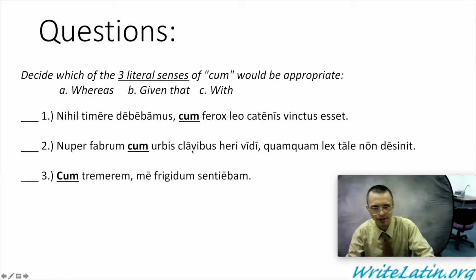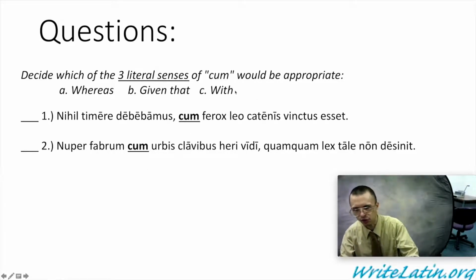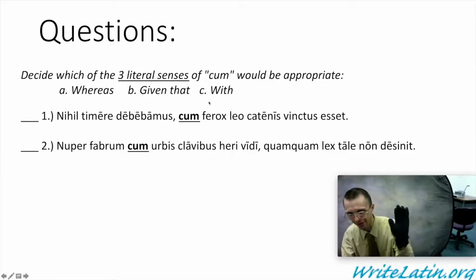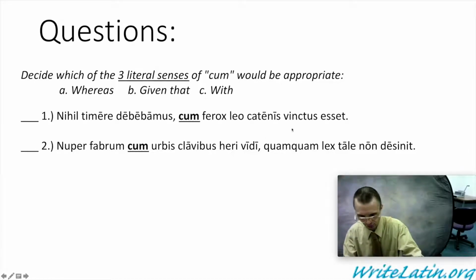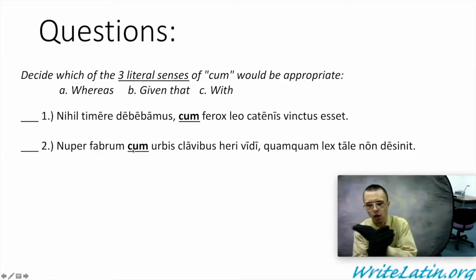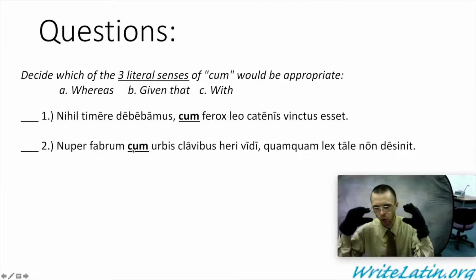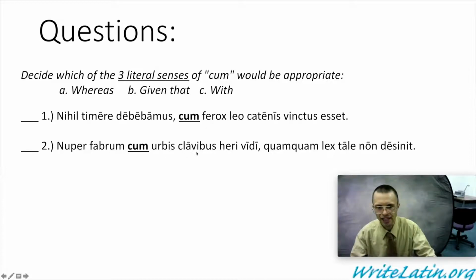Okay, joy, joy. That's going to be your standard meaning of cum that you were used to up until now, with. So don't forget, with could be the meaning of cum, and it might not be a cum clause at all. So you have to find a subjunctive somewhere for it to be a cum clause. So if it's a cum clause, then it has to introduce a whole clause, which is a whole sentence. If it's just a little phrase, like with the keys, then that's not a cum clause.